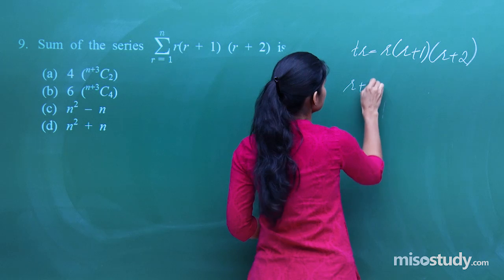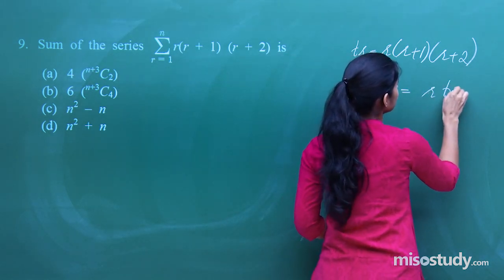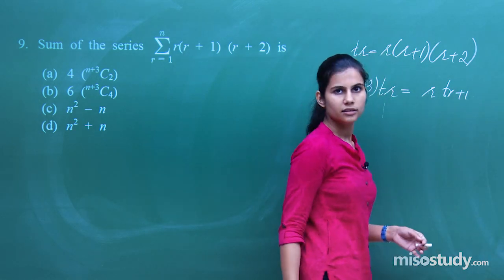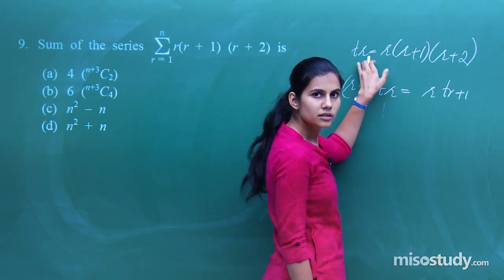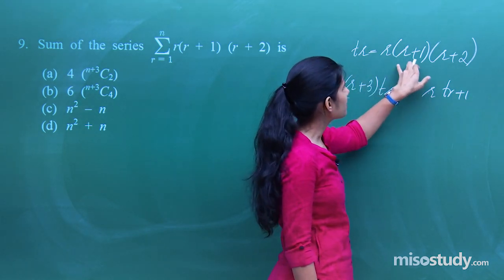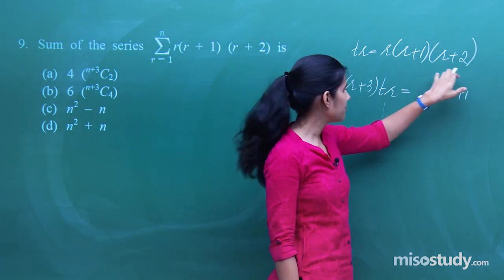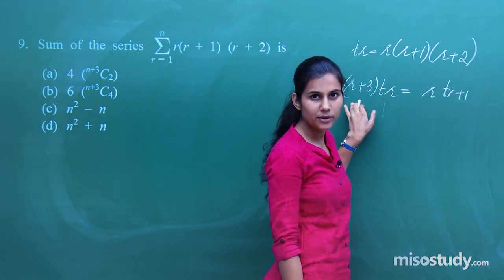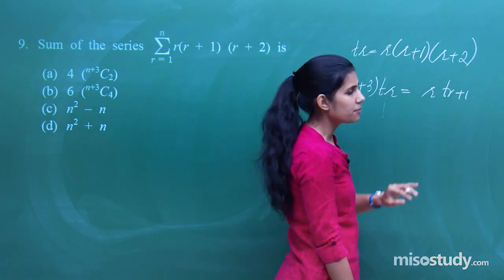Now, r plus 3 times tr equals r times tr plus 1. What will r times tr plus 1 be? It will be r plus 1, r plus 2, r plus 3. R plus 3 is extra. So that's what I am writing over here: r plus 3 times tr equals r times tr plus 1.